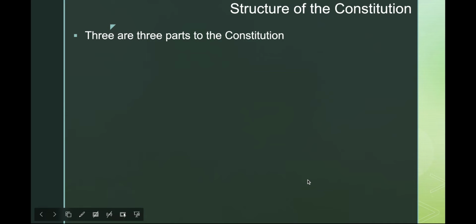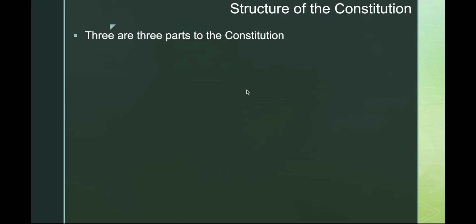This lesson is about the structure of the Constitution. To this point, we've talked about how we got to the Constitution, the events before it, the compromises, the debates, the ratification. Now, for this unit, we'll actually look at the document, and this is really, really quick. It just shows you how the Constitution was put together, the structure of it.